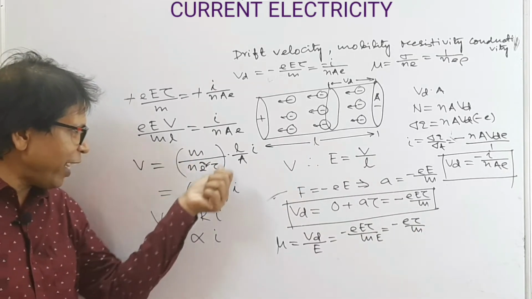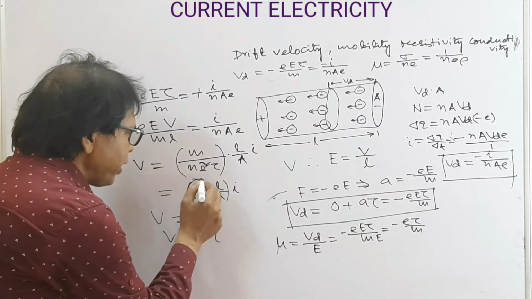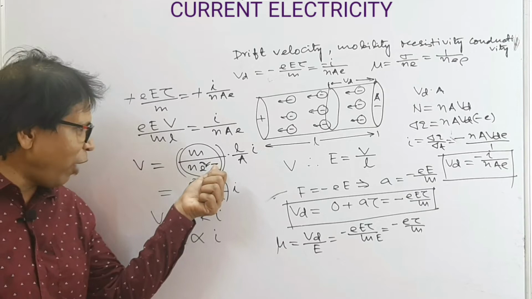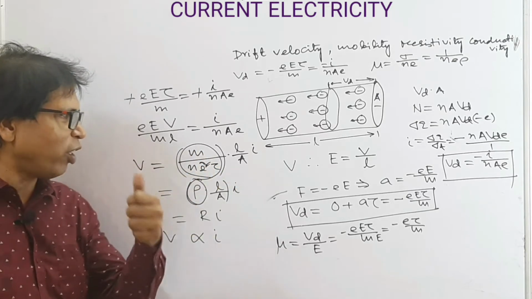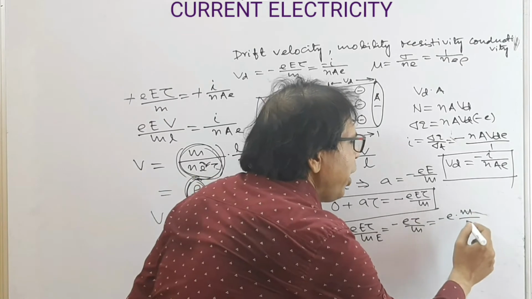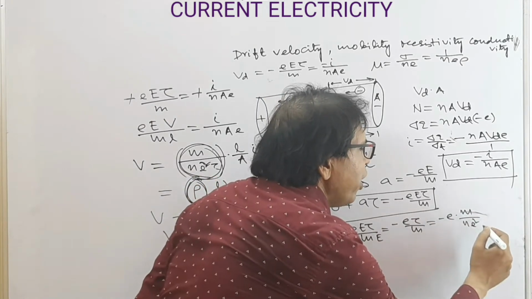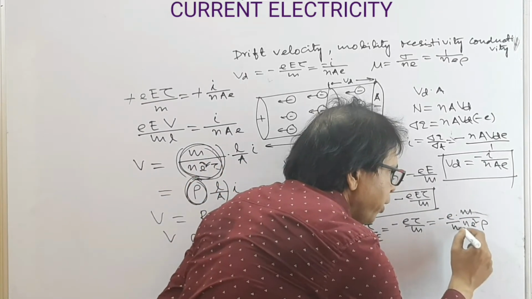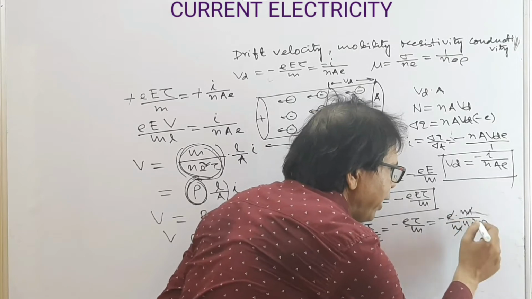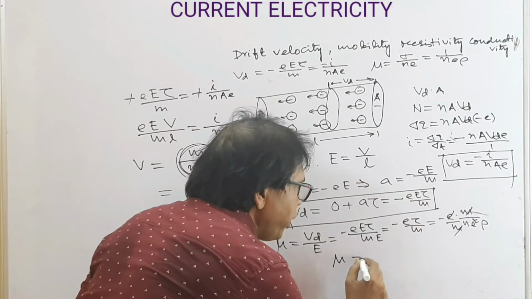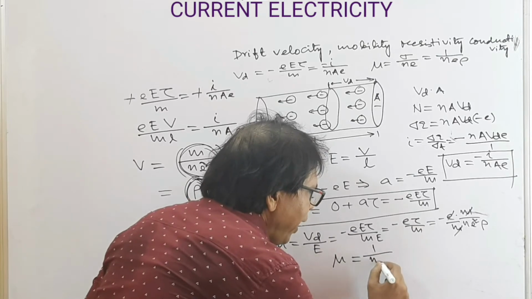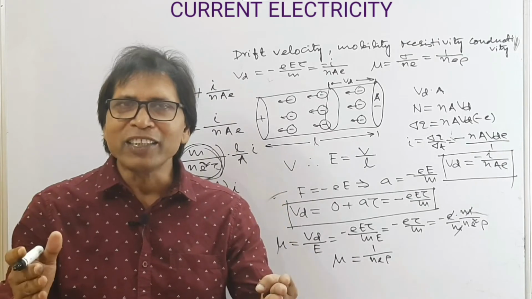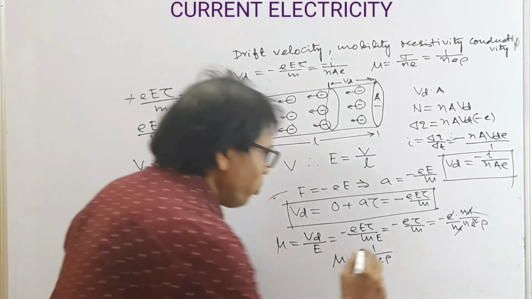Look at this, from this expression, resistivity ρ is equal to m by ne squared τ. So τ equal to m by ne squared ρ. So this is m by ne squared ρ by m. Now this and this cancel out, this and this cancel out. So mobility μ equal to 1 by neρ. Now resistivity ρ is the inverse of conductivity. So look at this.